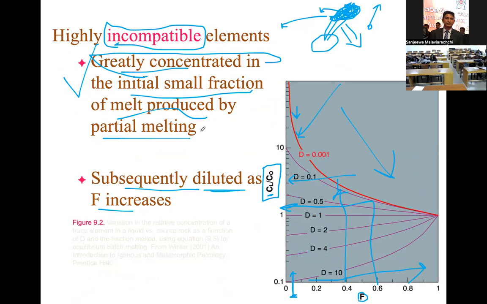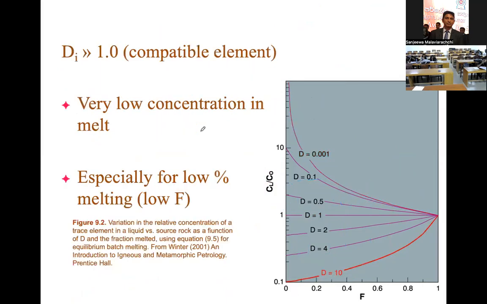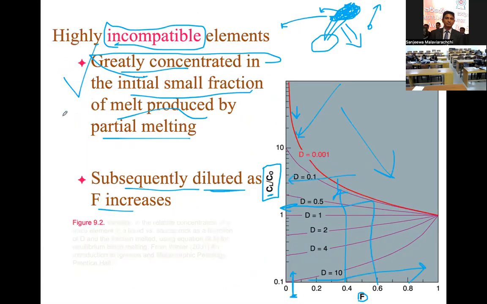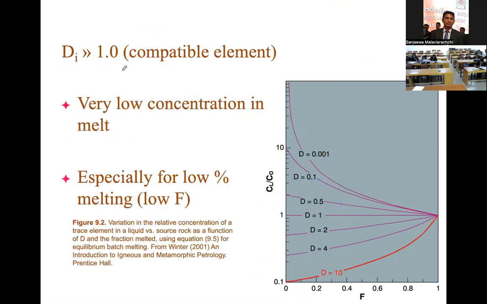Okay, so this is how these highly incompatible elements vary in composition. Now we can move to an example where D is greater than 1. Previously we took D less than 1, right? That means incompatible elements, so that's why we talked about incompatible elements. Now we will take an example where D is greater than 1.